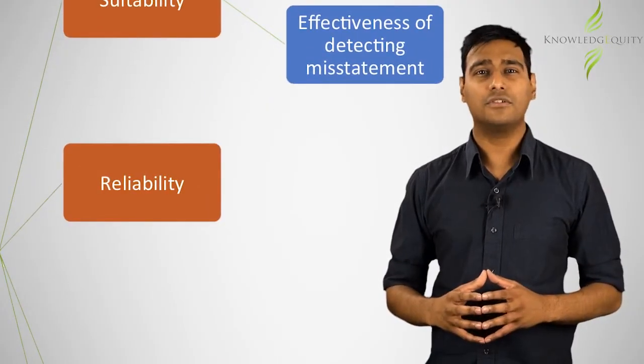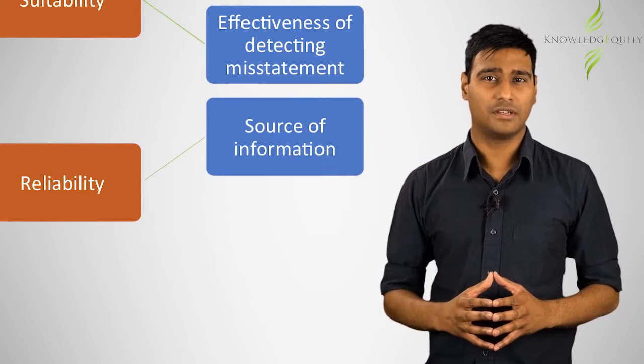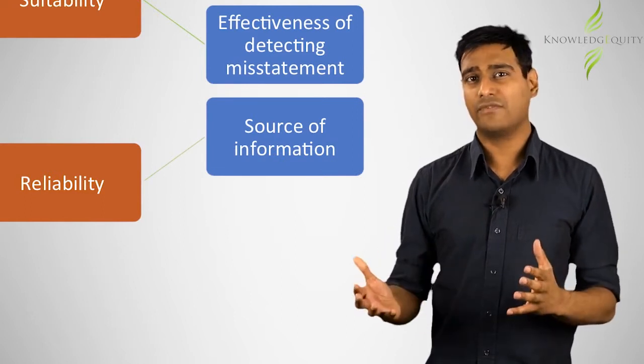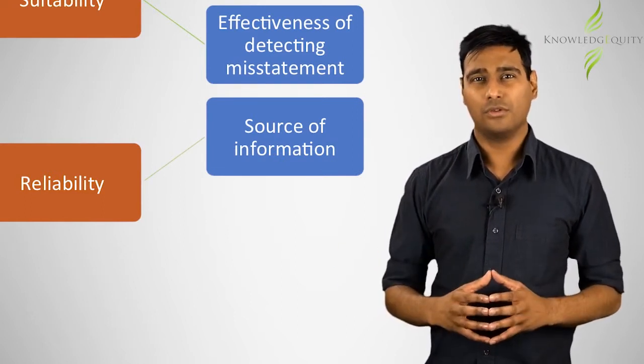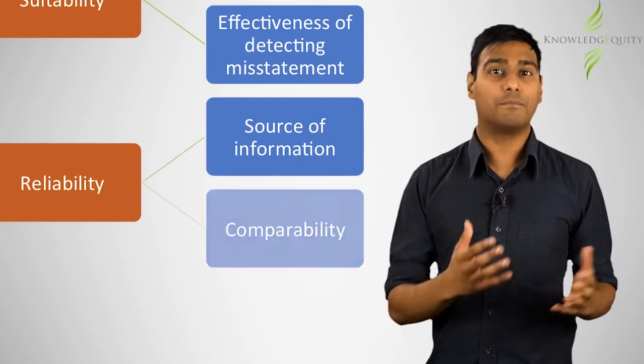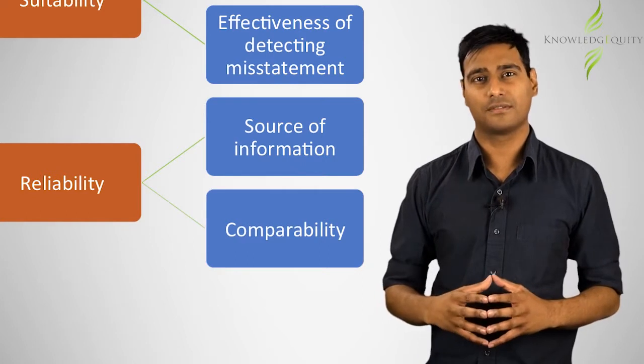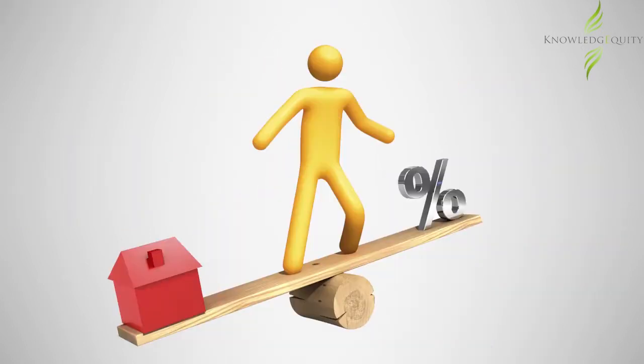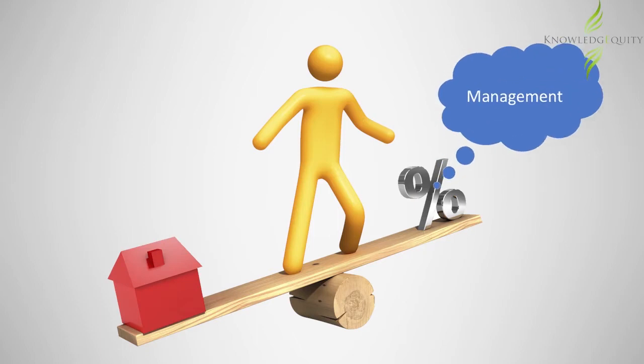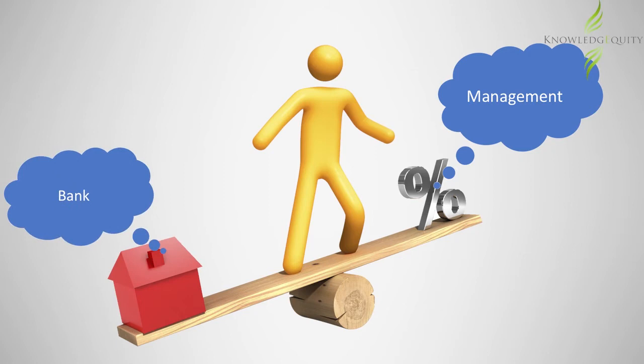Reliability requires us to consider the source of the information. In other words, where is that information coming from? We also need to consider the ability to compare the information with other available data like industry norms. For example, which of the following would be more reliable? Management of the entity telling the auditor that the company pays interest of 5% on its loan, or obtaining the interest rate directly from the bank or by inspection of the loan agreement.